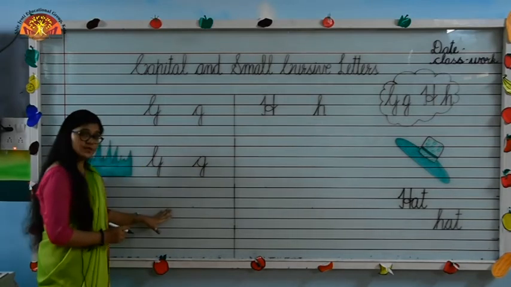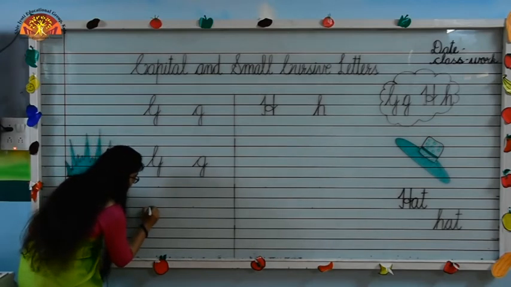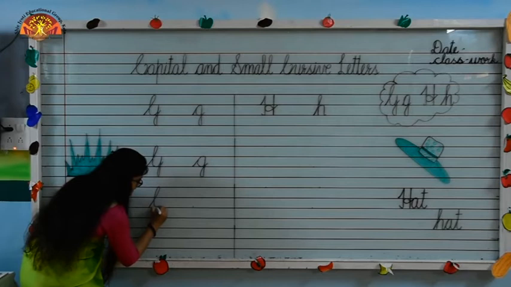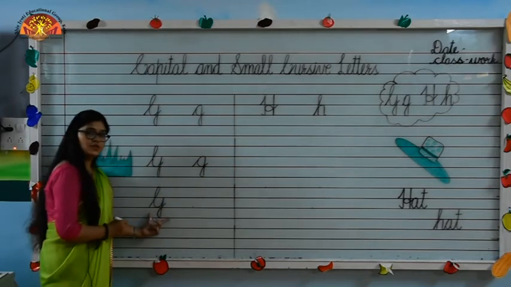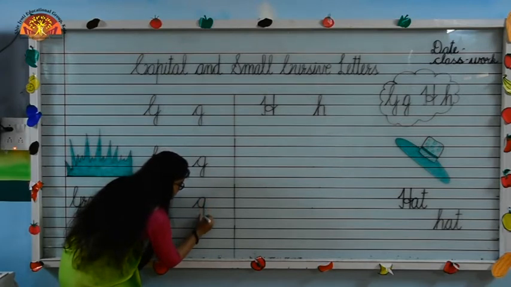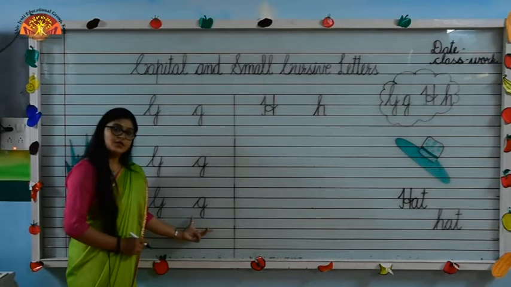Now again we will draw capital cursive G. Put the pencil on the 3rd line, draw a long loop, touch the 3rd line, moving up, touch the 2nd line, down towards the 4th line and draw a small loop. Capital cursive G. Small cursive G. Put the pencil on the 3rd line, draw slanting line, touch the 2nd line, curve, moving up, touch the 2nd line, down towards the 4th line, touch and draw a small loop. This is small cursive letter G.